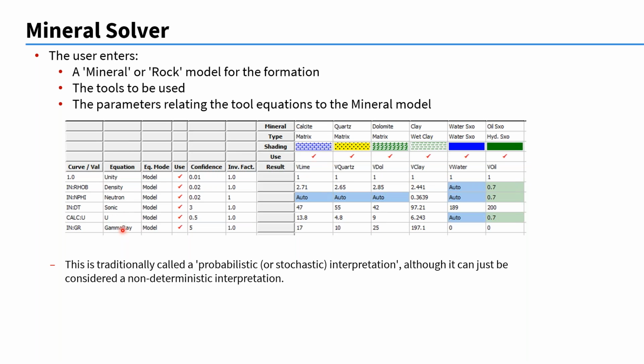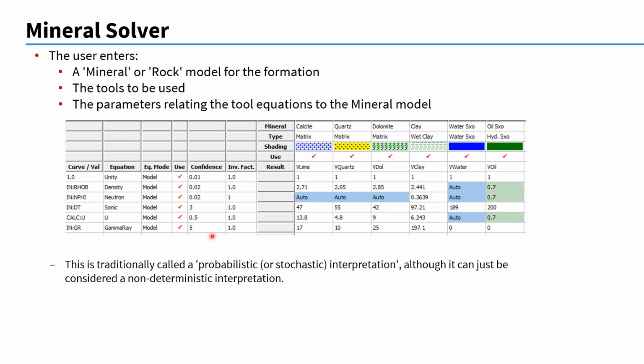And the program is going to try to solve the system of equations to find the most probable result at each level. So the equations solved are both linear and nonlinear, and the nonlinear equations are solved iteratively. So we could take a look at the neutron log. That is a nonlinear equation, as the matrix endpoint is dependent on the porosity. And to solve for porosity, you must calculate the matrix endpoints. And to calculate the matrix endpoints, you must know the porosity.